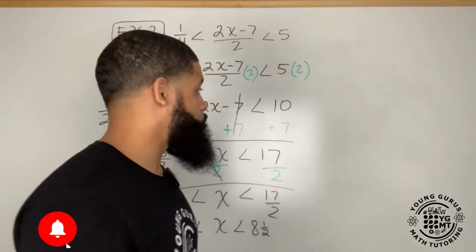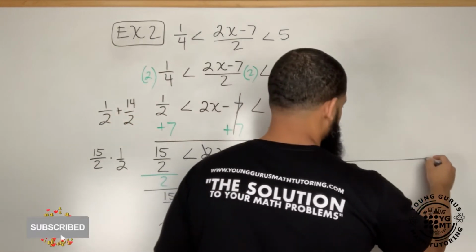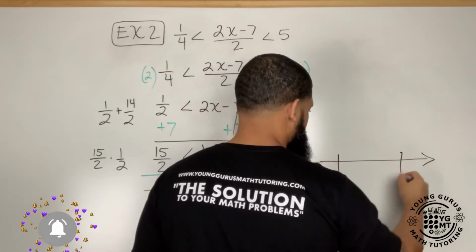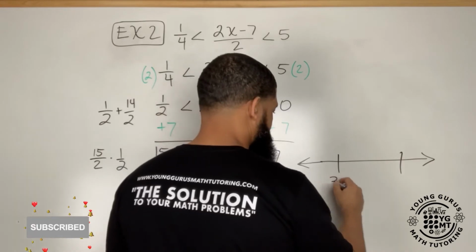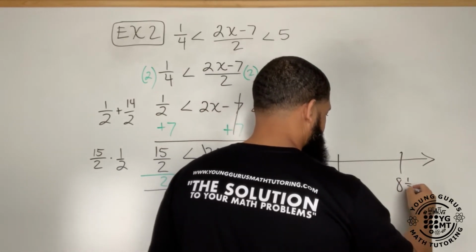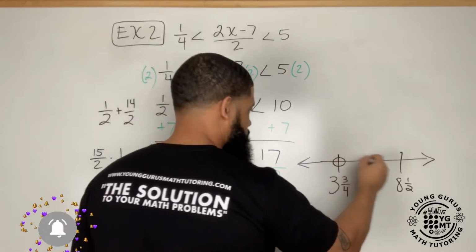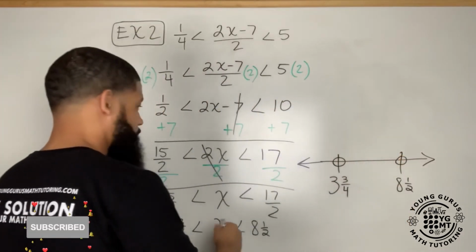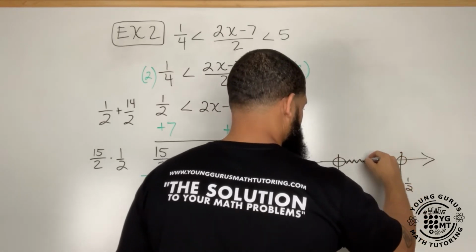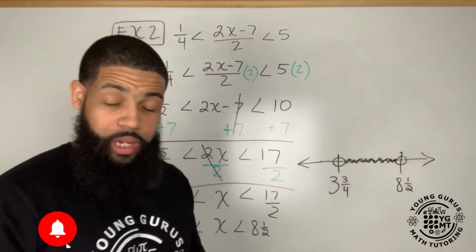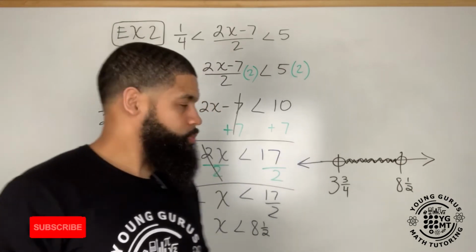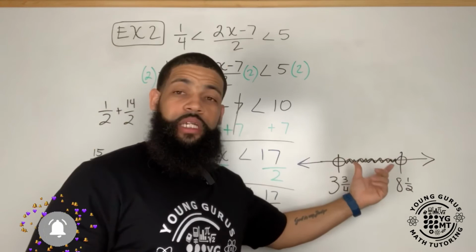So if we were to graph this, what it looks like is this, and I'm just going to put those two values. I'm just going to say 3 3/4, and then I'm going to say 8.5. Now, open circle on both of those, but x is between these two. Okay, so remember, we have that compound inequality with 'and', and it's going to shade in the middle.